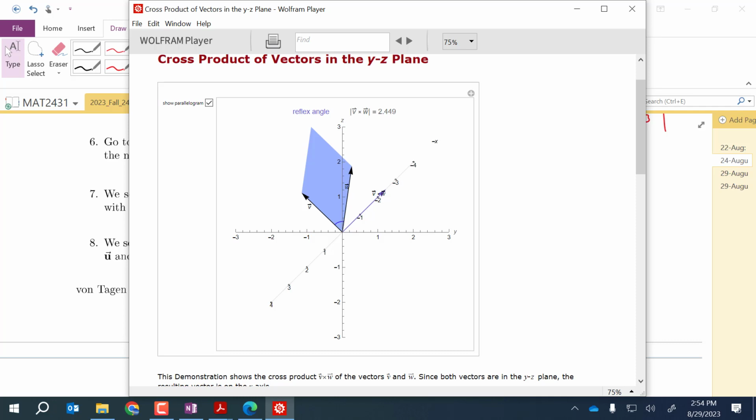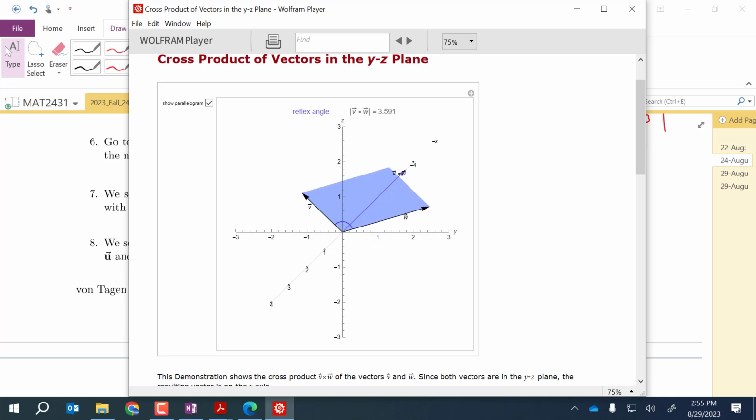What else do we need to know, though? We need to know the magnitude of that vector. The magnitude is the length, right? The magnitude of the cross product vector is equal to the area of the parallelogram spanned by those two vectors. Okay? So watch what happens as I bring this vector out a little bit. What's happening to the area of this parallelogram? Growing. What's happening to the magnitude of the cross product? Also growing.